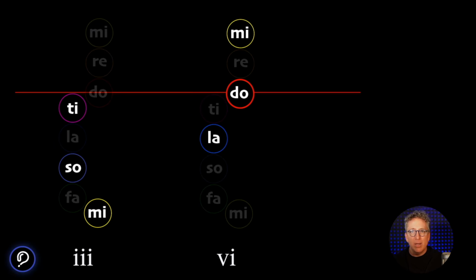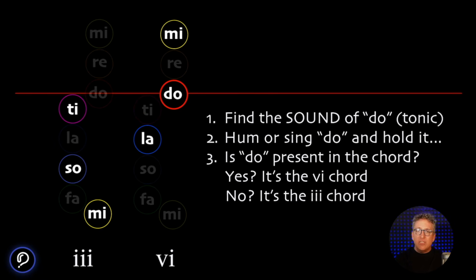So the 6 chord contains Do. The 3 chord doesn't. It contains Do's neighbor, Ti. And the reason that's important is because if you can hang on to one thing that distinguishes 2 chords, you can really identify them quickly. So when you're trying to distinguish the 6 chord from the 3 chord, listen for Do, and then determine if the chord you're hearing contains Do or not. If Do is there, you've got the 6 chord. If Do is not there, you've got the 3 chord.